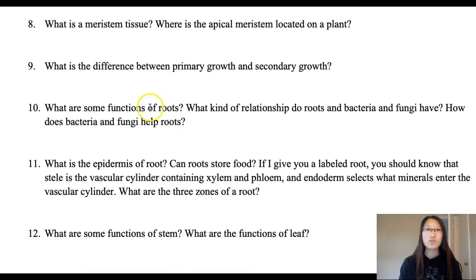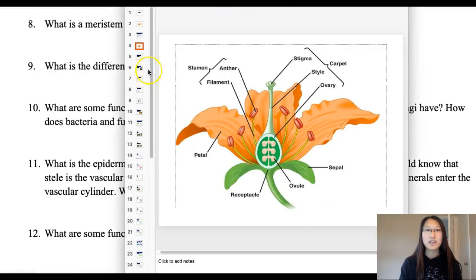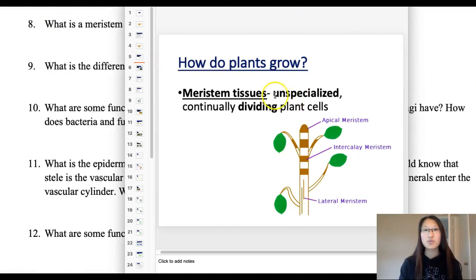The next part is, what is the meristem tissue? Where is the apical meristem located on the plant? So meristem tissue is unspecialized, continually dividing plant cells, just like the stem cells for a human, which is also unspecialized dividing cells. These are the plant meristem tissues.